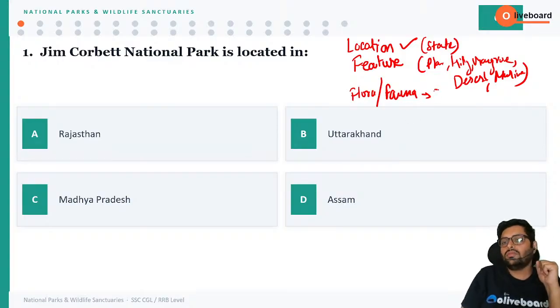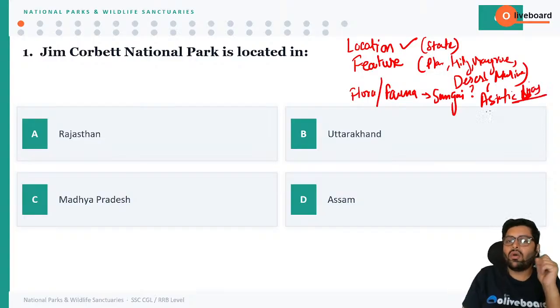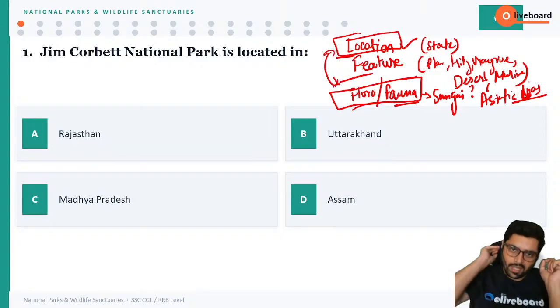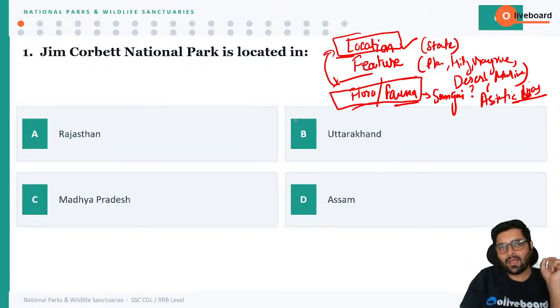Like, Sangai deer is found in which national park? Or Asiatic lions are found in which national park? Correct? So, this is how we have to approach these topics like national parks and wildlife sanctuaries. Location, feature, flora, fauna. This is very important. Most of the time these are repeated. So, we should not be afraid of this topic. We should be more enthusiastic about it. So let us start.